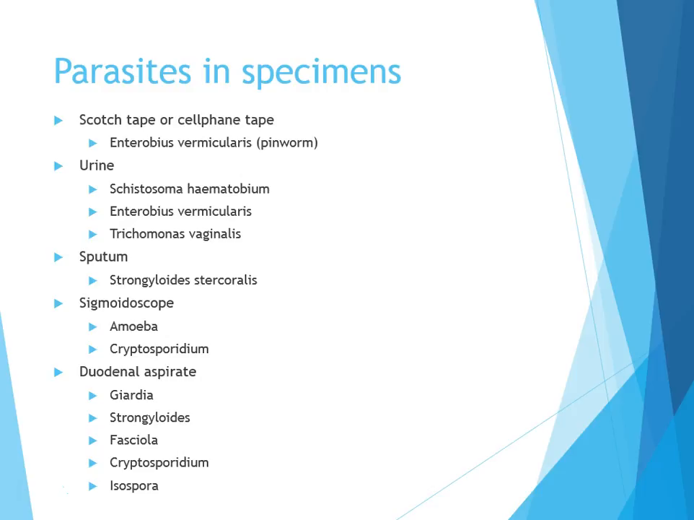The organisms or parasites that we look for in urine are Schistosoma haematobium, Enterobius vermicularis, and Trichomonas vaginalis. You should remember these from urinalysis.